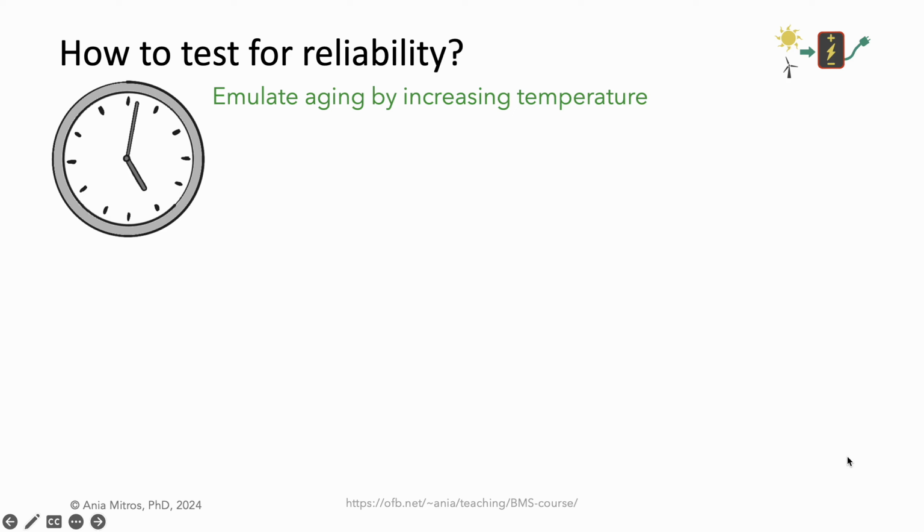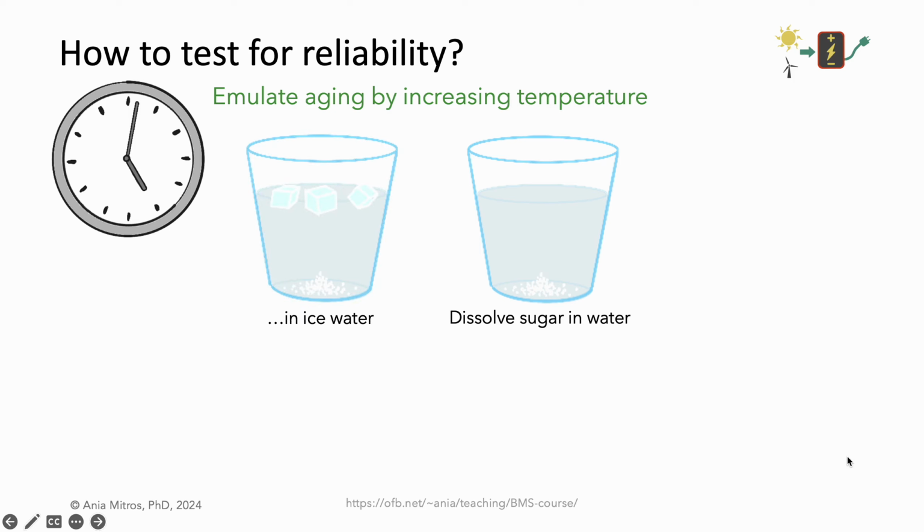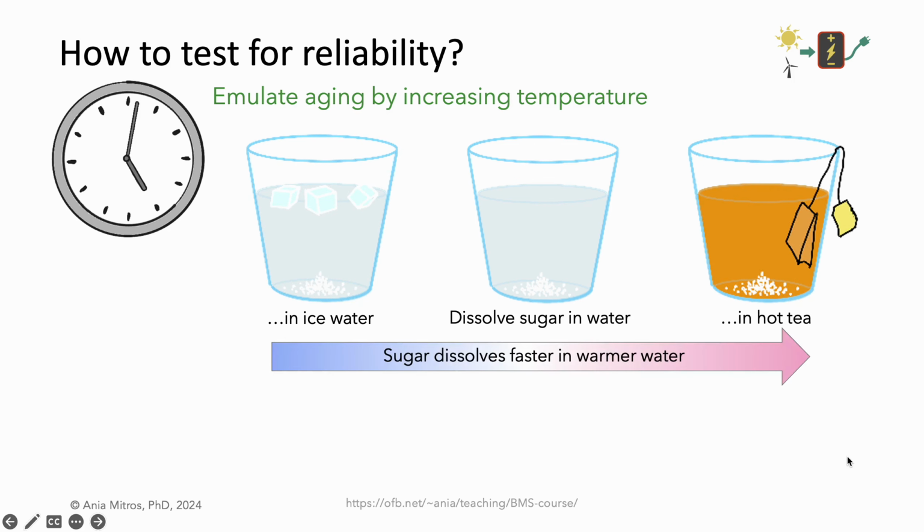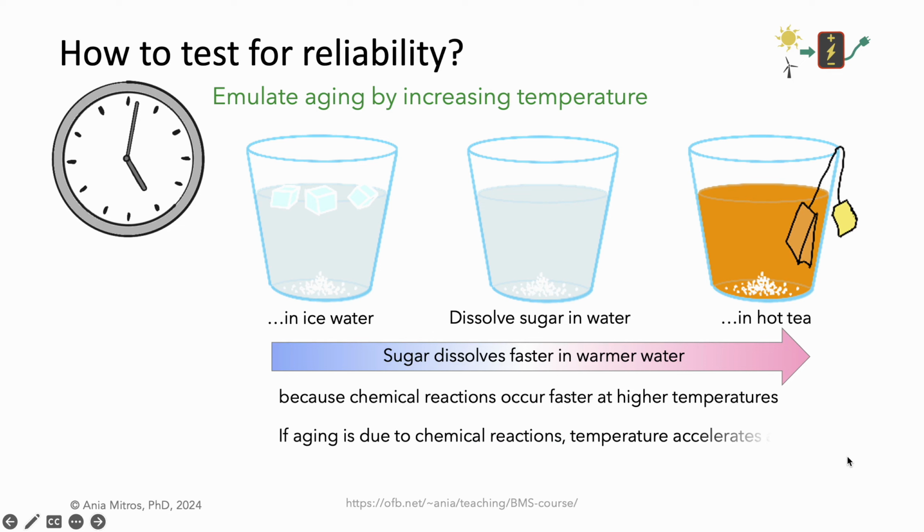To understand the concept, consider a cup of water with sugar. How long will you have to stir for that sugar to dissolve? What if it's ice water or hot tea? We've all probably experienced how sugar dissolves faster in warmer water. Generally, chemical reactions occur faster at higher temperatures. So, if aging is due to chemical reactions, increasing temperature accelerates aging. The Arrhenius equation quantifies this effect.